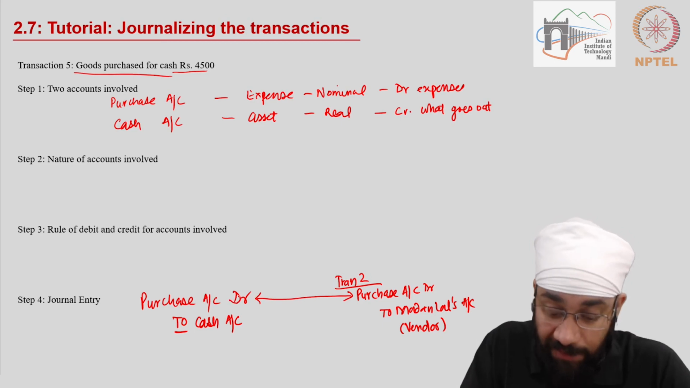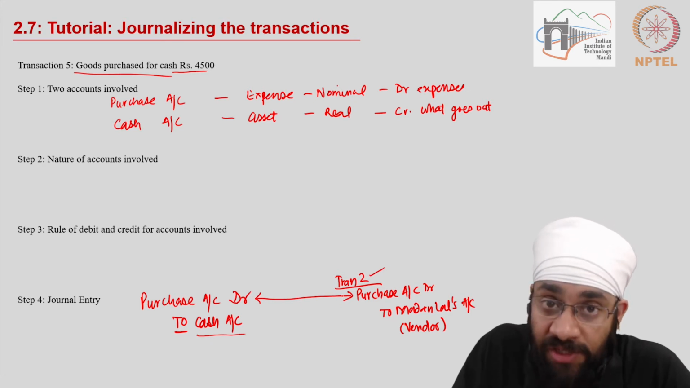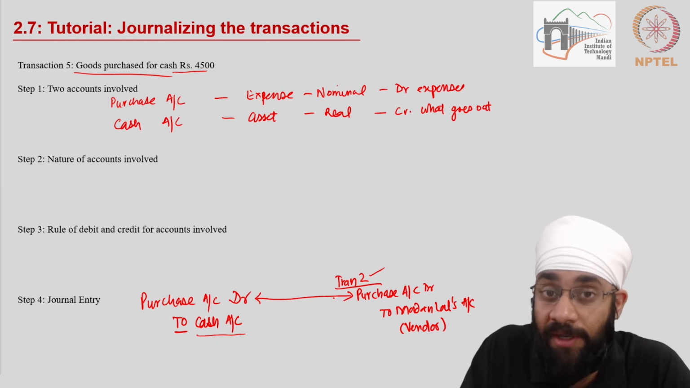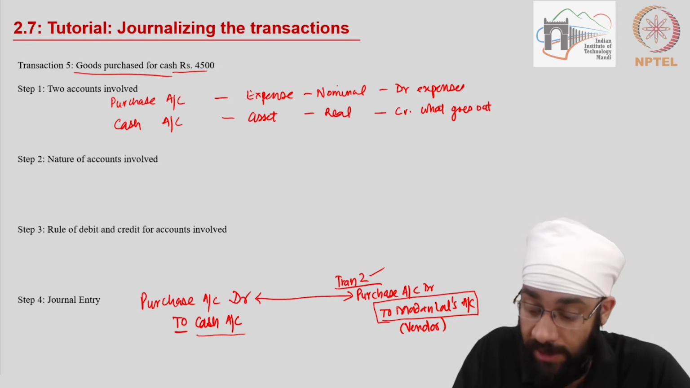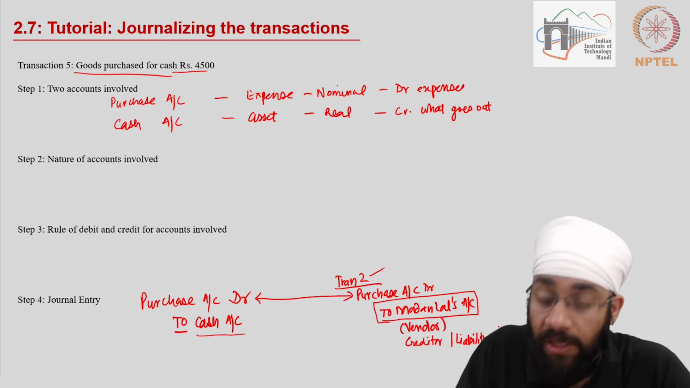In transaction 5, you're paying cash for it, so you're just writing cash account credit. But in transaction 2, you did not pay cash. Instead, you have to pay cash in future. You create a liability and you have written the name of that liability. You owe this money to Madan Lal's account. Madan Lal, the vendor, becomes your creditor. A liability is being created.